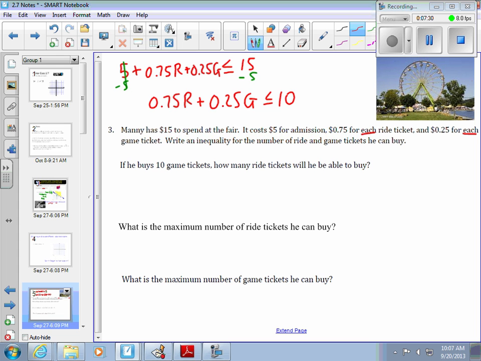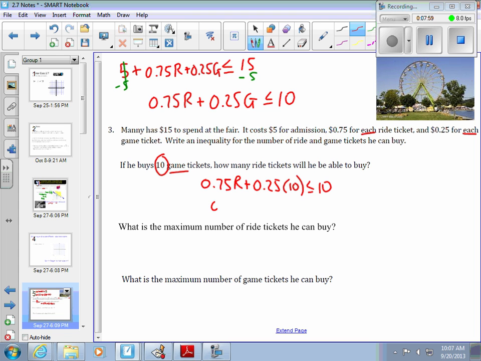All right, let's answer some questions then. For number 3, if he buys 10 game tickets, how many ride tickets will he be able to buy? Well, 10 game tickets, we got to figure out where we should substitute that into our equation. That's game tickets, so we should plug 10 in for G and see what we get. So let's see, we got 0.75R plus 0.25. We're buying 10 of those. Has to be less than or equal to the $10 he has left.